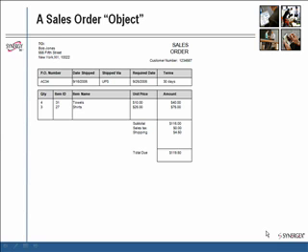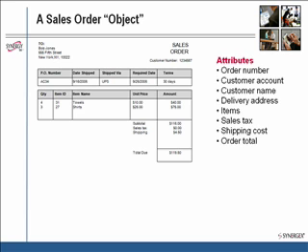Here's an example of a sales order object. If you haven't done object-oriented programming before, then it may seem a little strange to think about a piece of paper as an object, and it may not be immediately obvious to you that a sales order has attributes and indeed behaviors, but it really does. The attributes of a sales order are things like order number, customer name, delivery address, and collection of items.